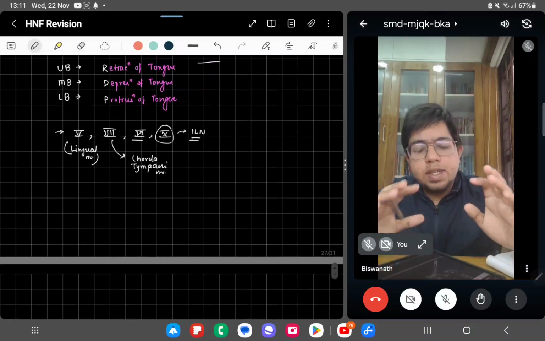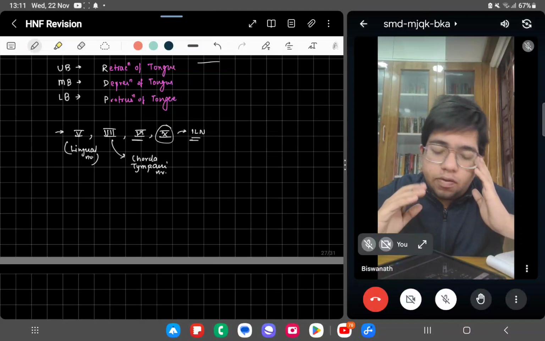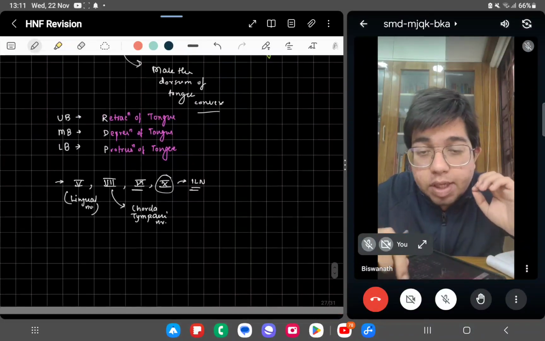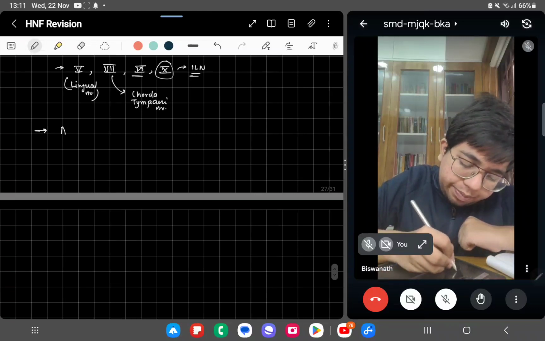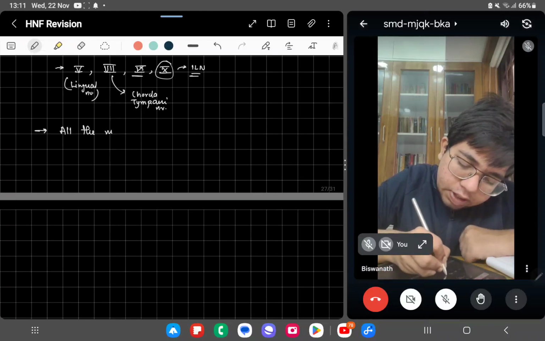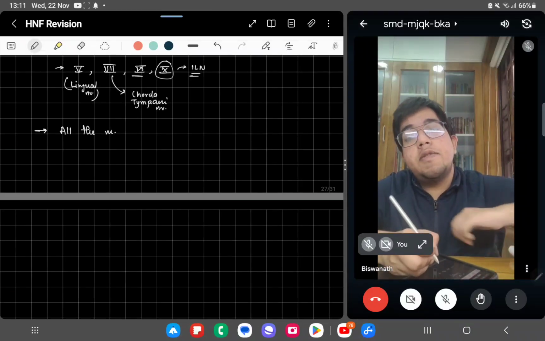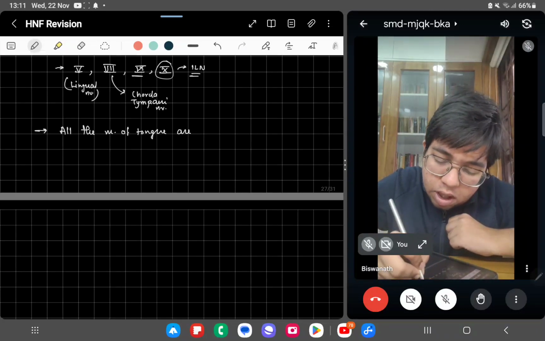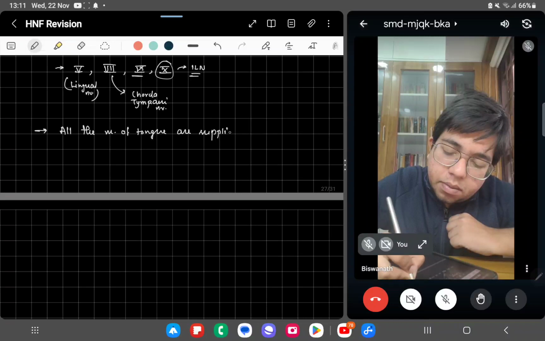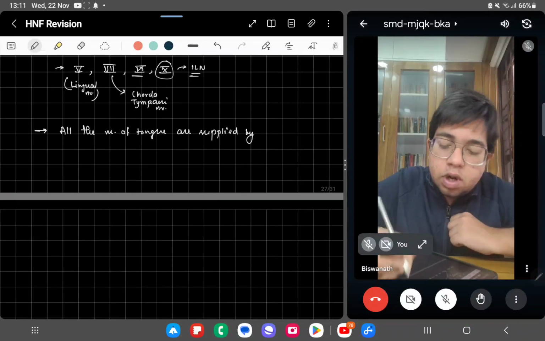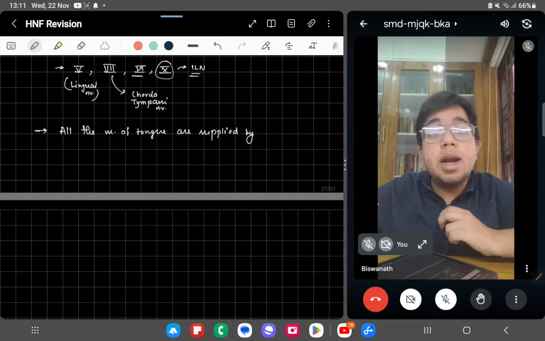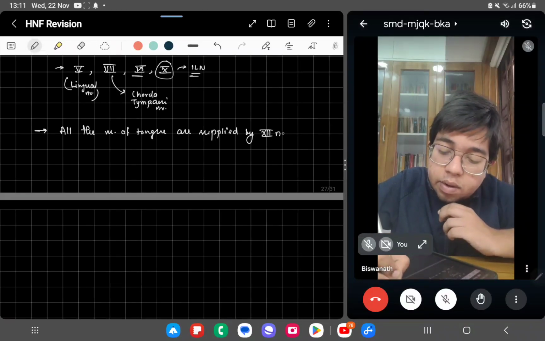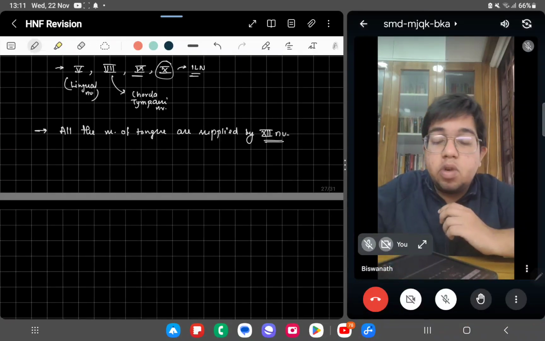So these four nerves are generally supplying the tongue. Note that all the muscles of the tongue are supplied by the twelfth nerve.